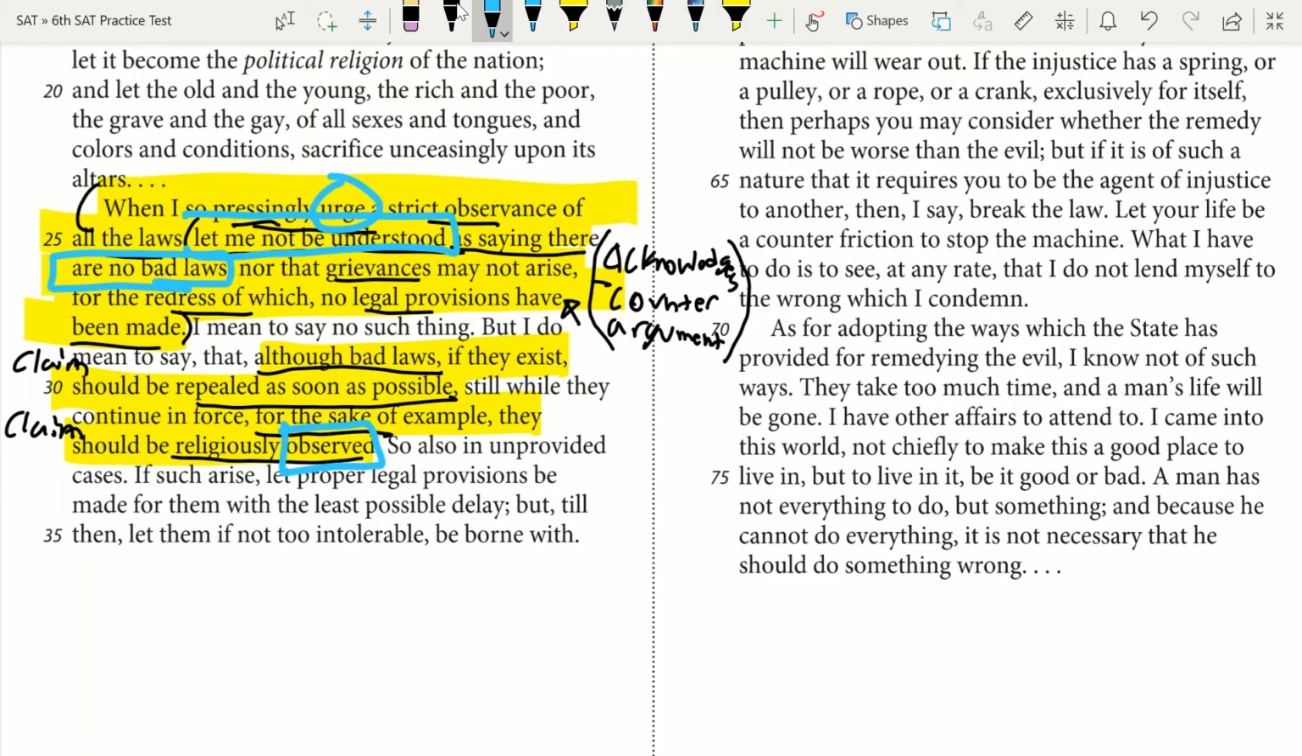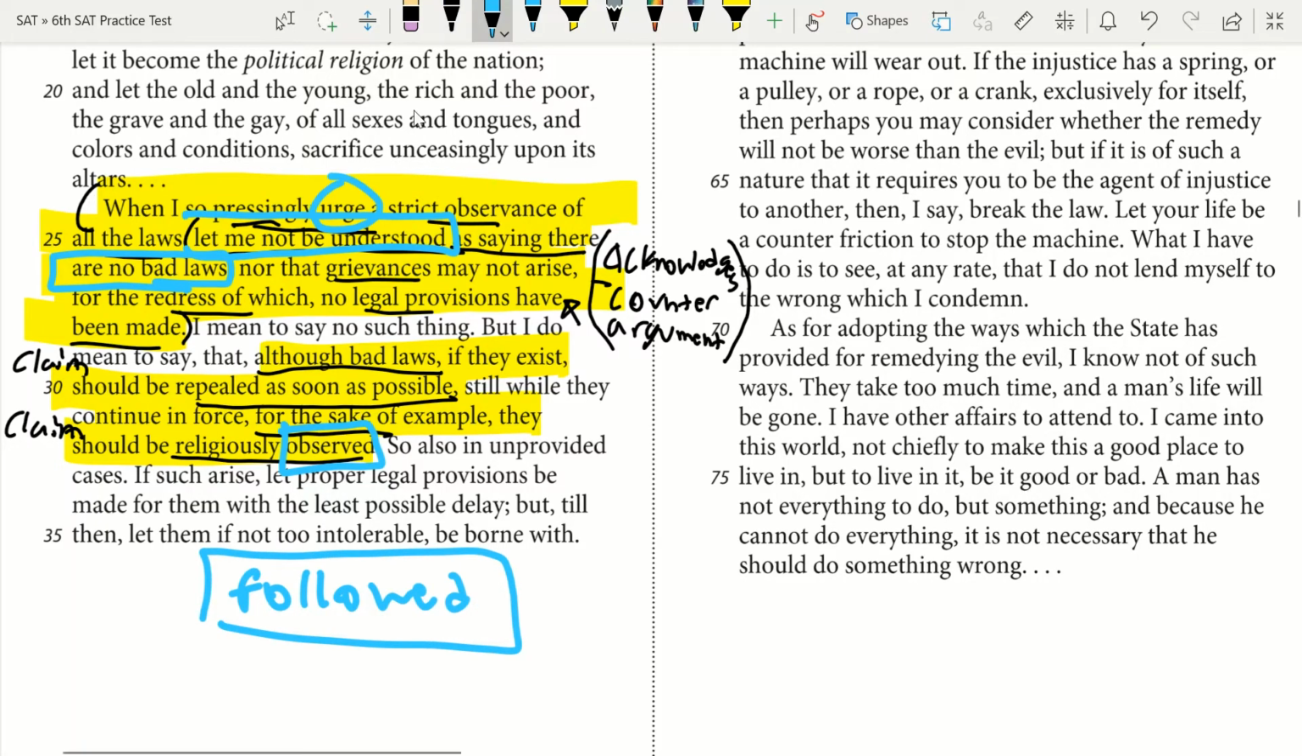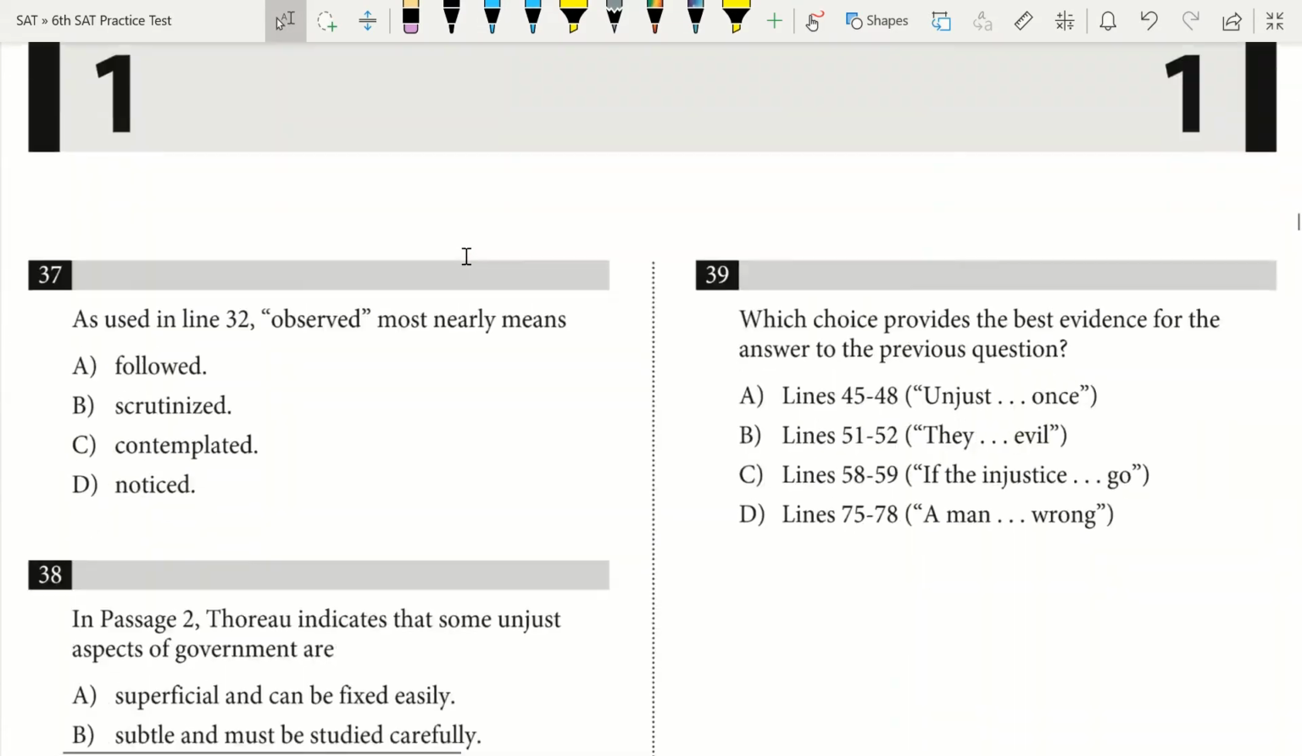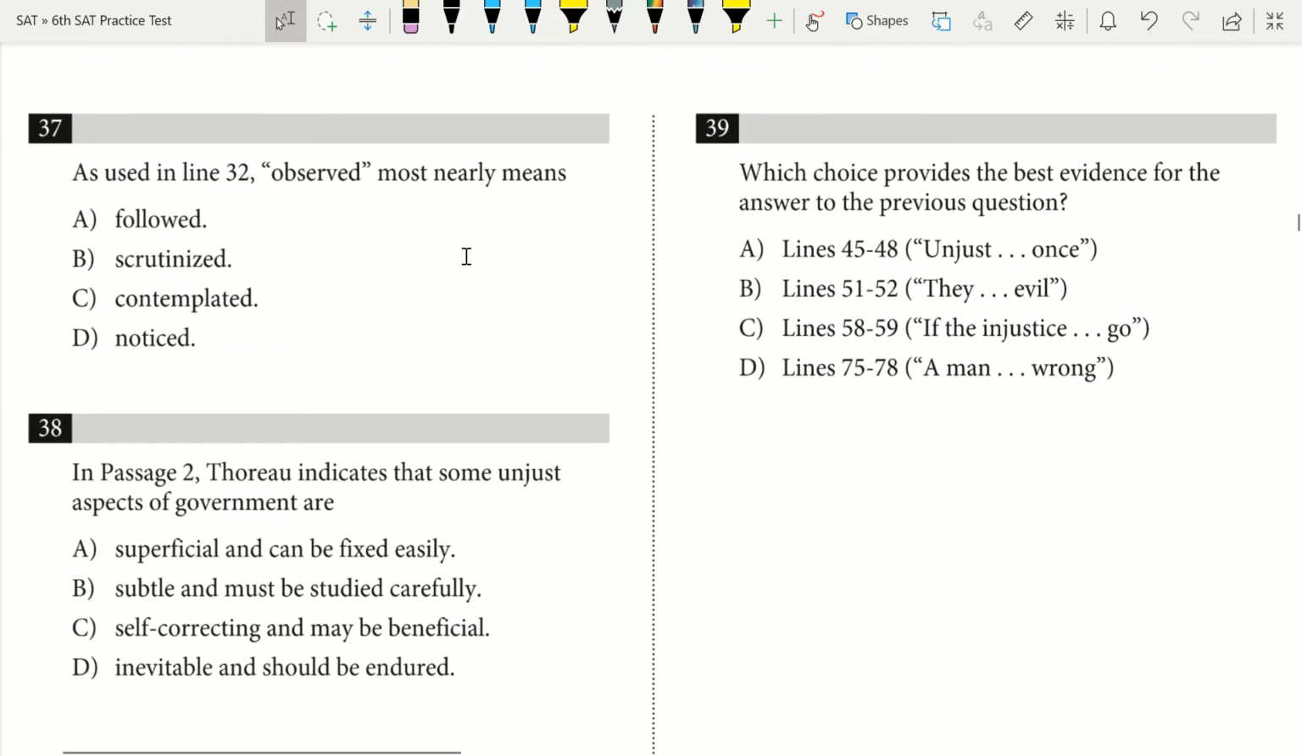We've got: "I mean to say no such thing, but I do mean to say that although bad laws, if they exist, should be repealed as soon as possible, still while they continue in force, for the sake of example, they should be religiously observed." Okay, he's arguing for the following of laws, the observing of laws. He really means followed. He wants those laws followed. So that would be our best answer. Let's see if we have that. That is question 37. We do have that, so our answer is going to be A.